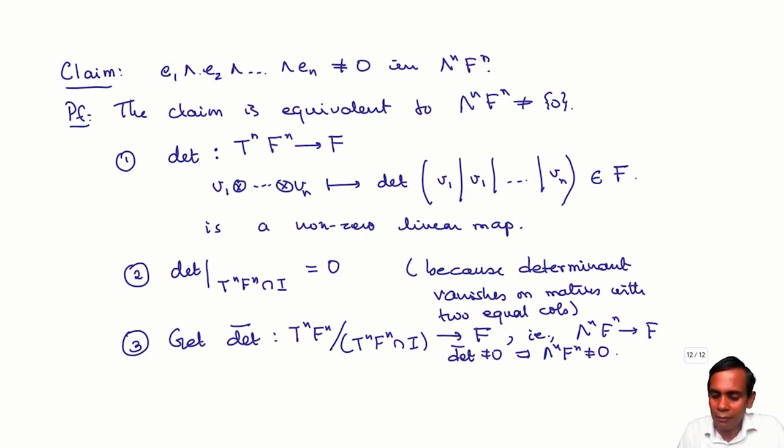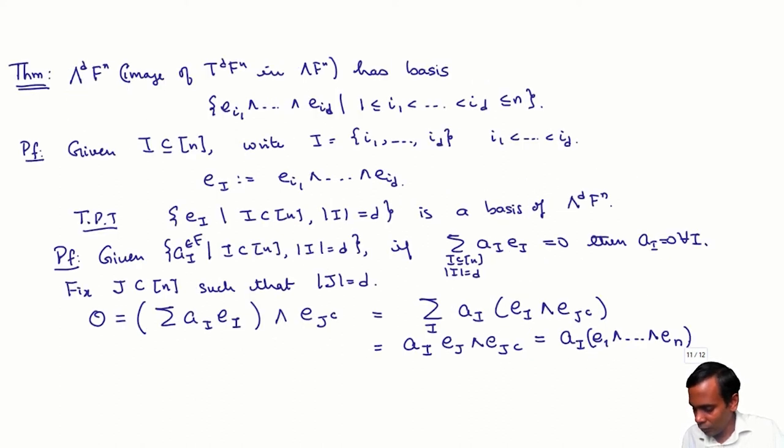And therefore, e1 wedge e2 wedge ... wedge en is a non-zero vector in wedge n F^n. So what we get is that 0 is A_I times a non-zero vector, therefore A_I is equal to 0. And hence we can do this for every I, and hence we see that e_I, as I runs over subsets of size d in n, forms a basis of wedge d F^n.